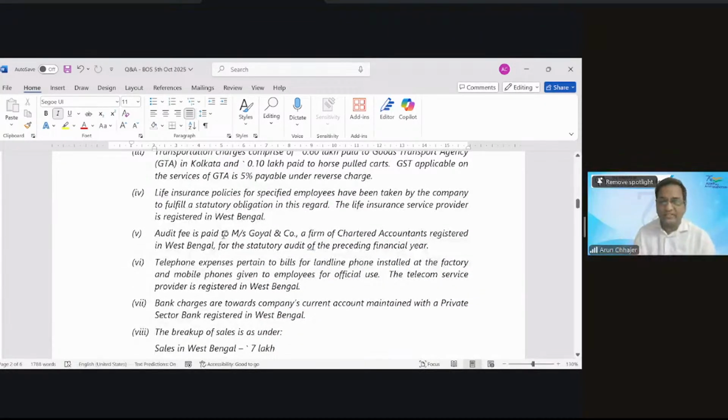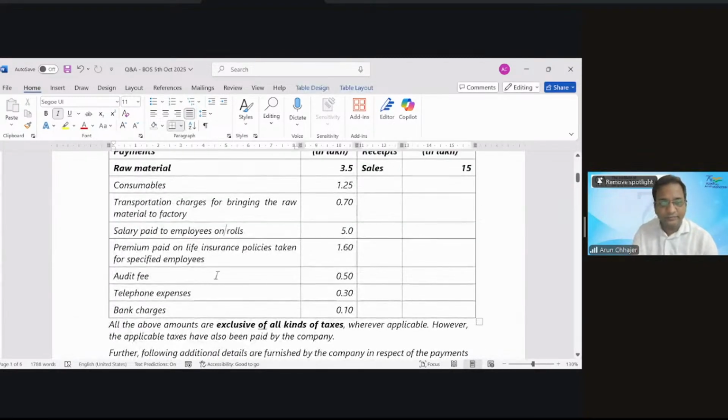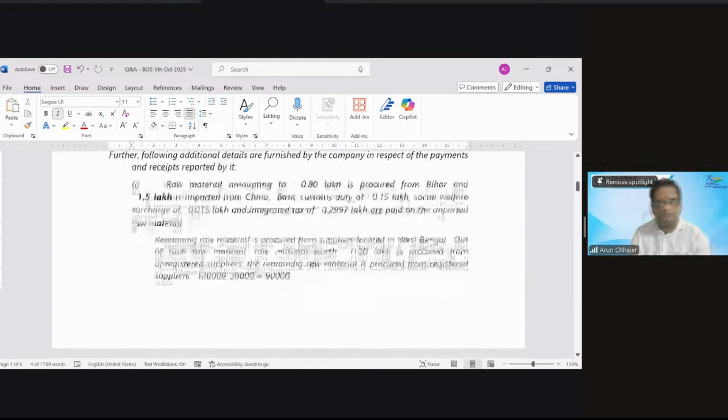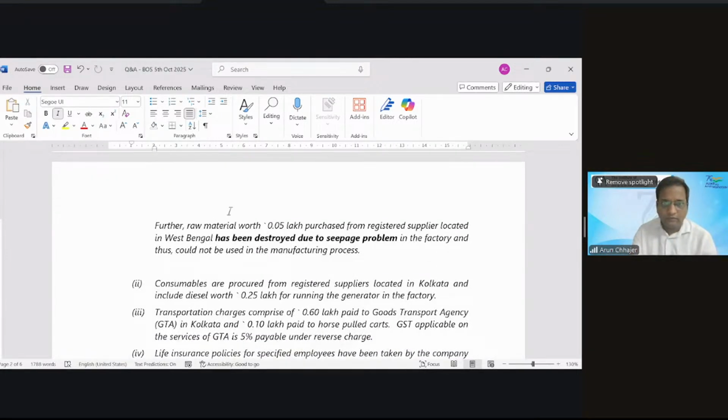Then audit fees to a chartered accountant registered in Calcutta for statutory audit. What is the audit fees? Salary paid to the employees on roll. Will it be chargeable to GST? No, no GST. Reason? Quickly tell me the reason also. Why no GST? Because it is covered in Schedule 3. So we'll write that line also.